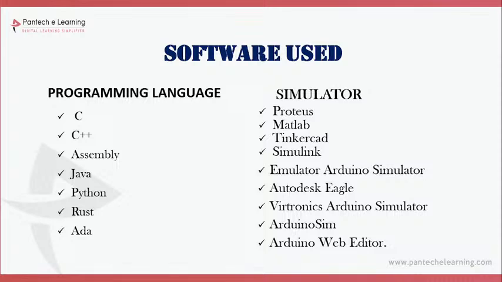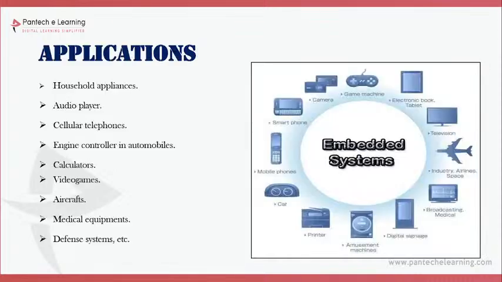Everything has different specifications. Then next, applications of embedded systems. Embedded systems are most widely used in many things nowadays. Household applications, as I mentioned before, for switching a fan or light. Audio players also, for controlling the volume. Then cellular phones, calculators, video games, aircraft, medical equipment, defense systems, etc.